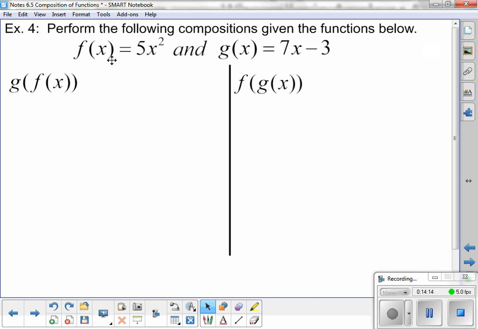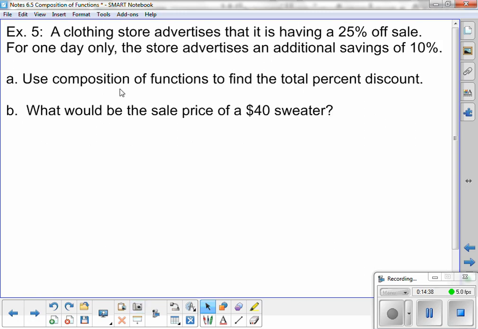Example 4. More of the same thing. Let's see if there's anything really special about these. 7 times 5, f of g. Nope. So just do the same thing we were doing before. Put one inside of the other. I think this was going to be a pair share to help you practice with it. I'm going to skip over it and go right to this one.